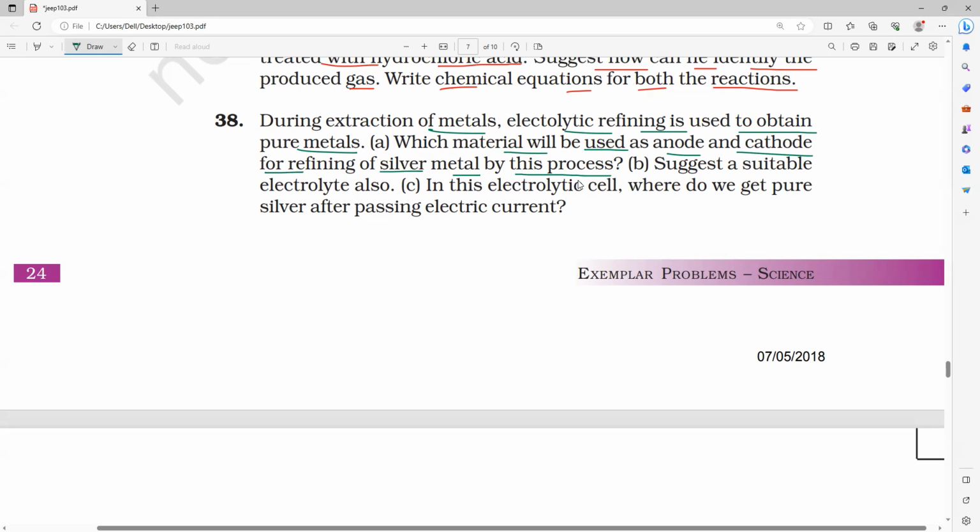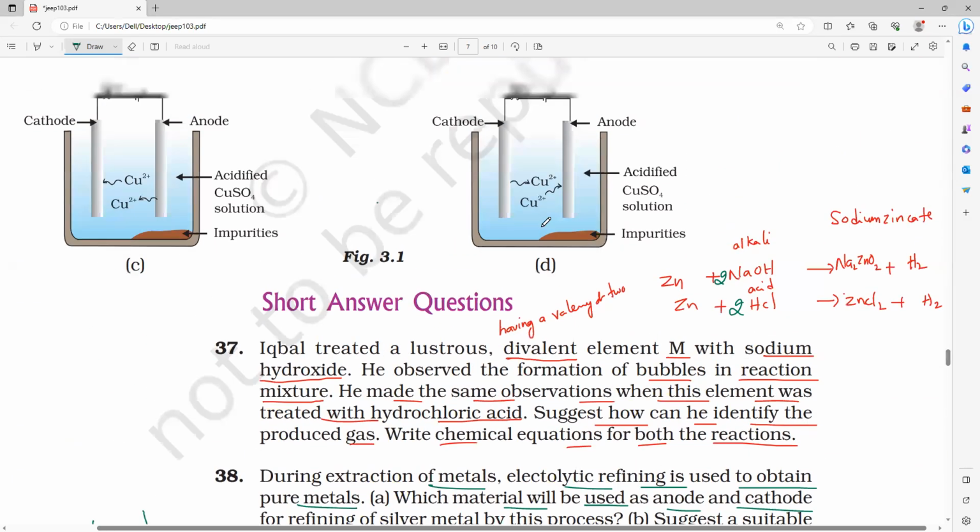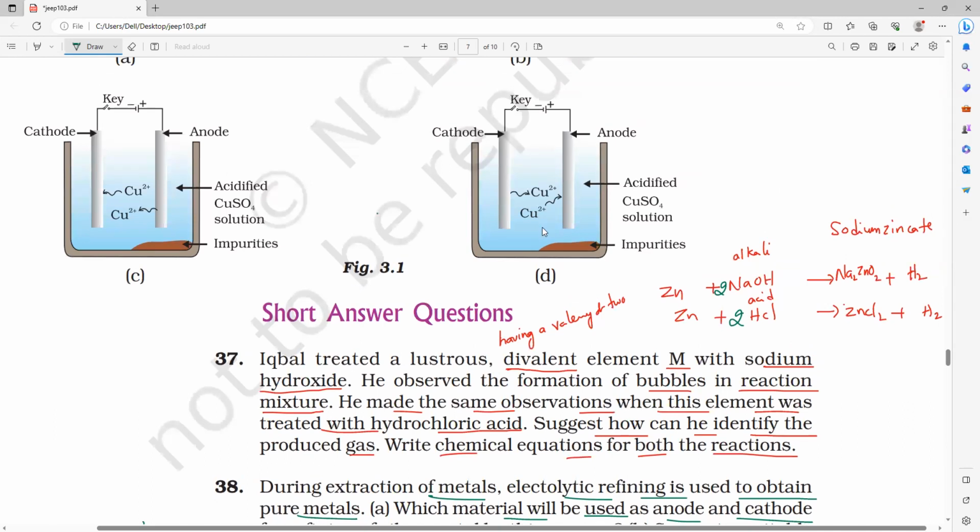So anybody? We all know anode and cathode, if it is an electrolysis process. Yesterday also we discussed it. Even the diagram in the 37th question is the same thing. So instead of copper, we have to use silver, and the cathode and anode. Option C is the correct one.